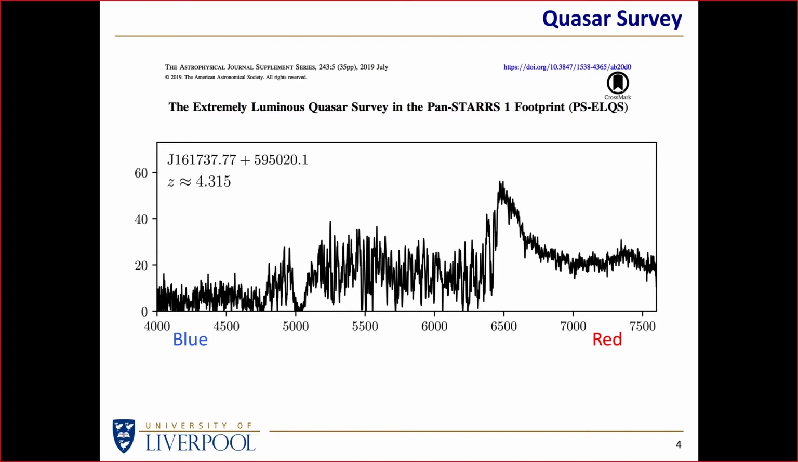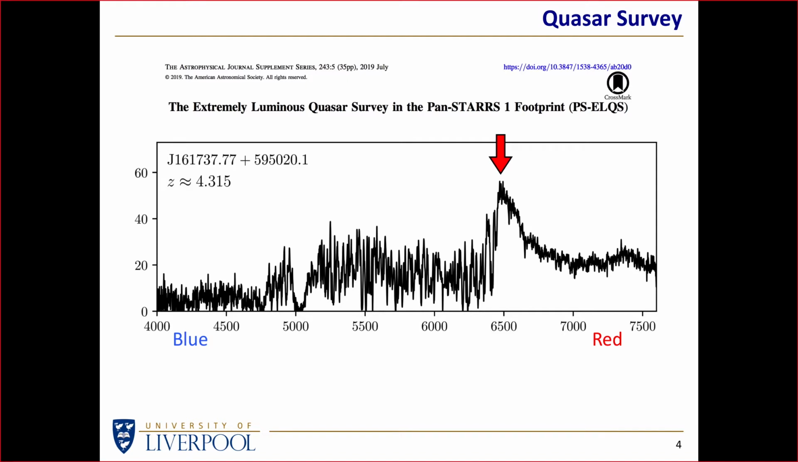And this is the spectrum that they obtained. So we have the intensity of light as a function of the wavelength here in angstroms. So we have the blue end of the spectrum and we have the red end of the spectrum. And what's interesting is that feature there, which occurs at about 6,500 angstroms, or 650 nanometers if you prefer.